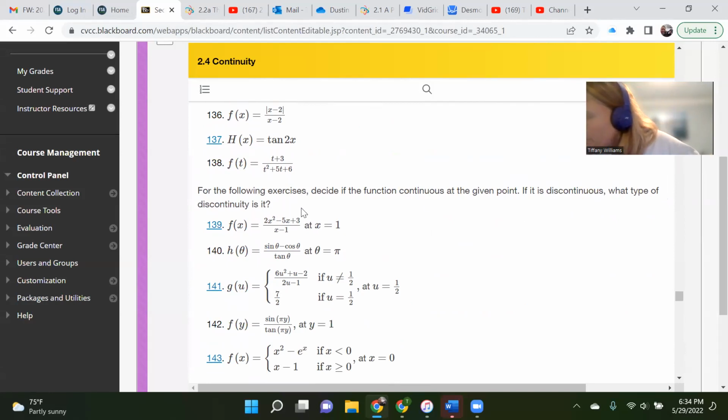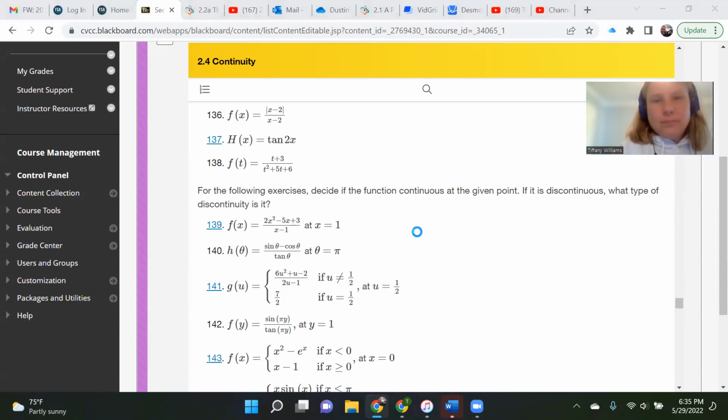So here, 139, we've got f of x equals 2x squared minus 5x plus 3 over x minus 1 at x equals 1. Now, I do have a feeling that this one has a hole in it. Guys, remember, holes crop up when you can do some factoring on the top and the bottom, and something will cancel out. So I do feel like this one's probably going to have a hole. Just to make sure, though, let's go through and actually factor.